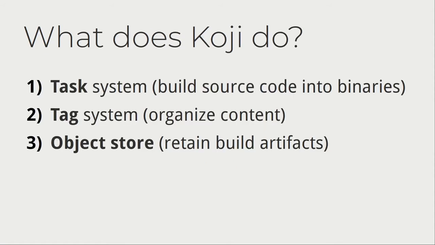What does Koji do? Koji does a lot of things. It has many features, and I like to sort those features into 3 basic buckets. So here are the 3 categories of what Koji does. First, it's a task system for farming out work to build artifacts on many different servers. Secondly, it's also a tag system for organizing all of those build artifacts. Lastly, it is an object store for retaining those, making them available to other tools in the release pipeline.